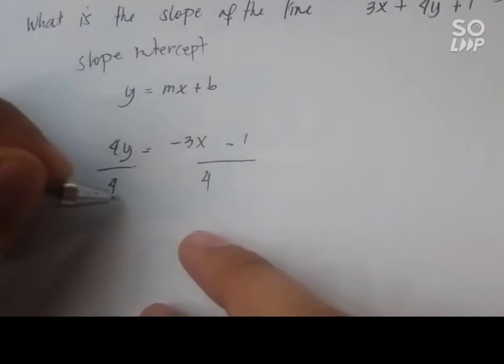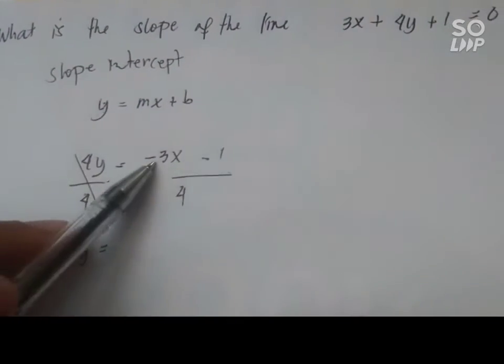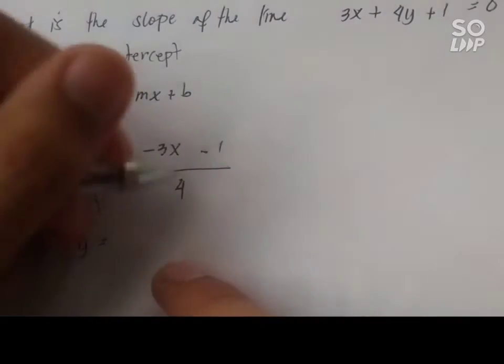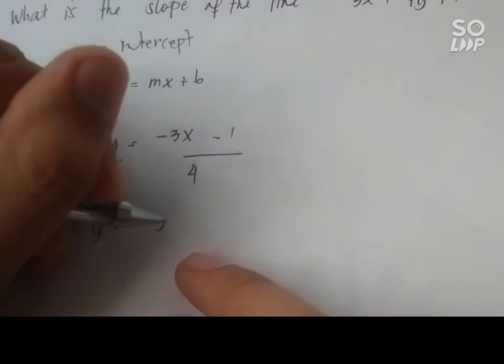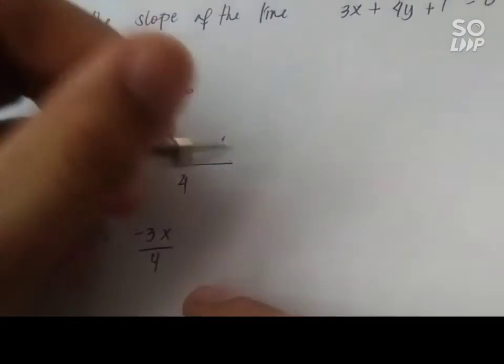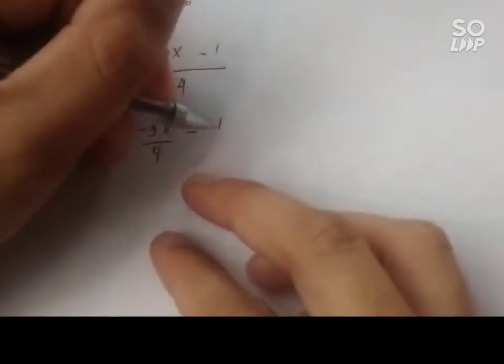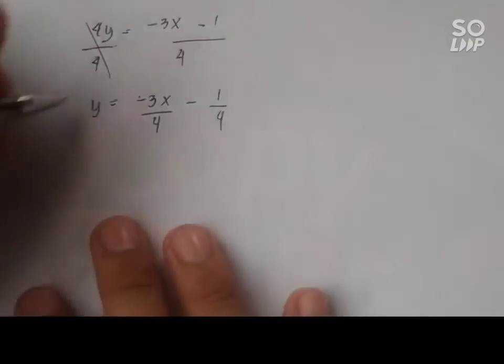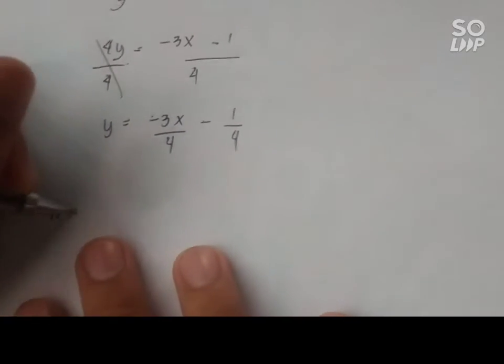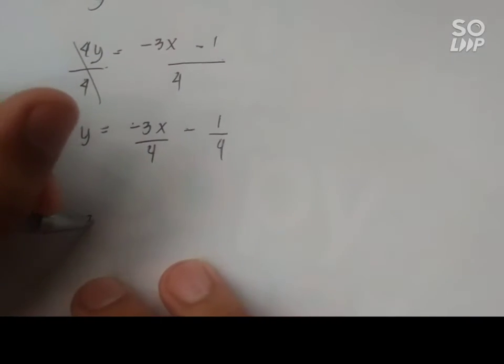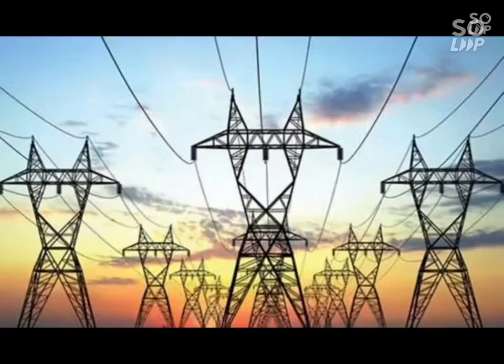So ato siya over 4, so y equals negative 3x over 4 minus 1. So which is di ay ang atong slope is negative 3/4. Then ang atong y.